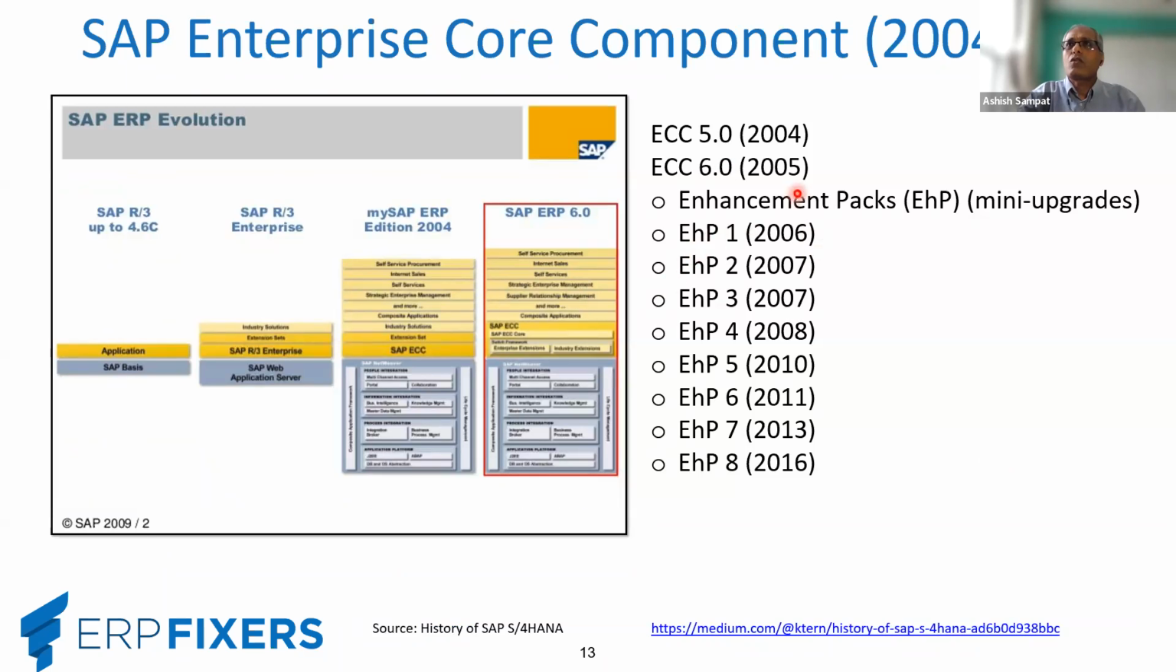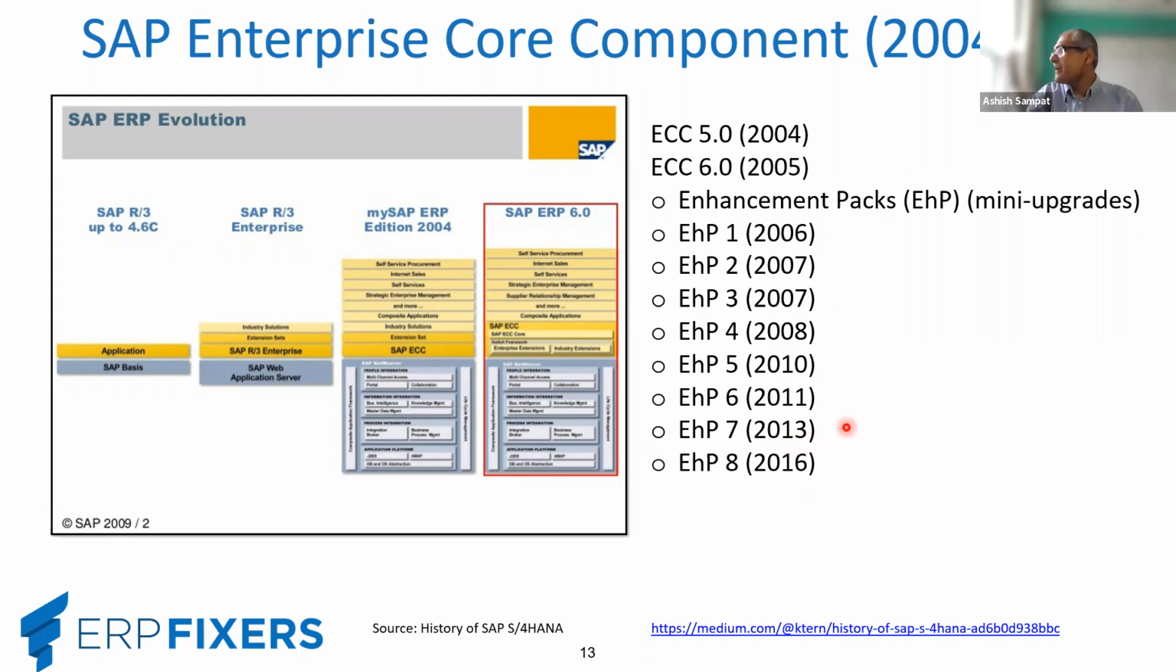This one is around our core component, the one that is 2004 onwards. Many clients still continue to use this. Those who have gone to a greenfield S4 HANA have already started using S4. But again, this shows the evolution: 4.6C enterprise, ECC 5, ECC 6. And then from 2006 onwards, the enhancement packs started coming in. So today, we may say that I am on ECC 6 enhancement pack 7, which means the one that was introduced in 2013. We continue to use it.